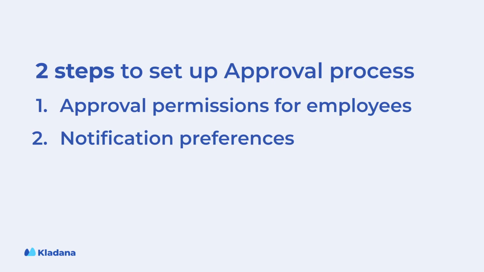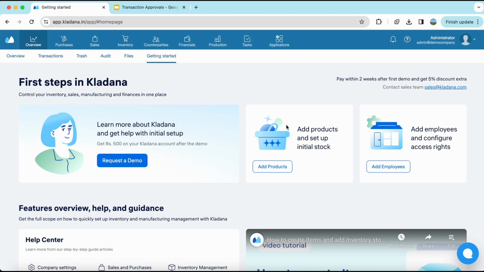There are two steps to set up the approval process in Kladana. First, you should give approval permissions to employees. Second, set up notification preferences. Let's start with the first step: setting up transaction approval permissions for an employee.